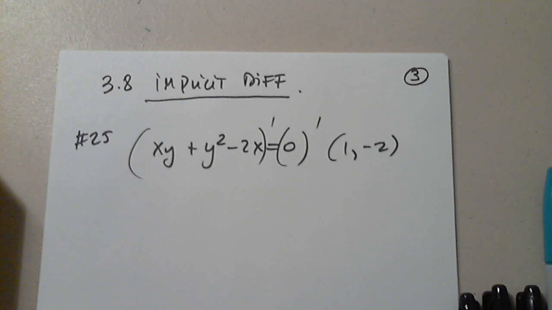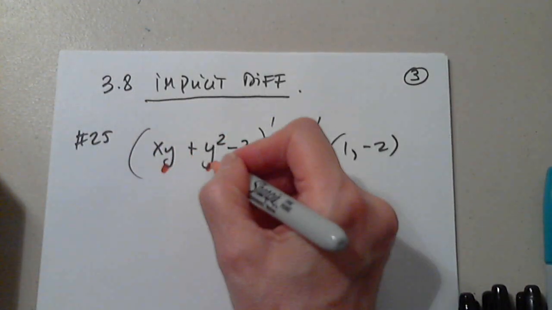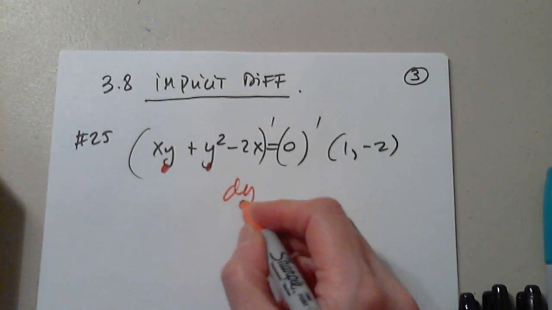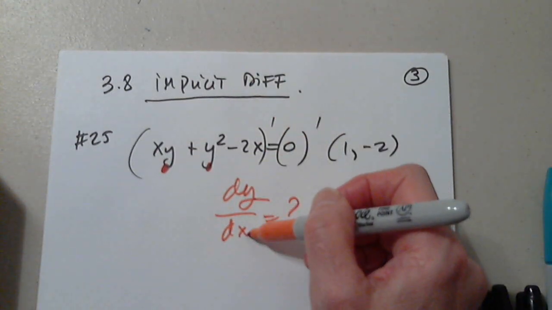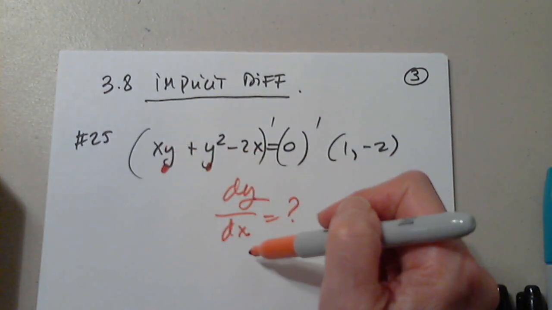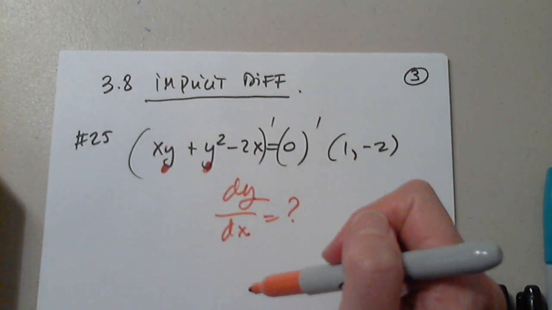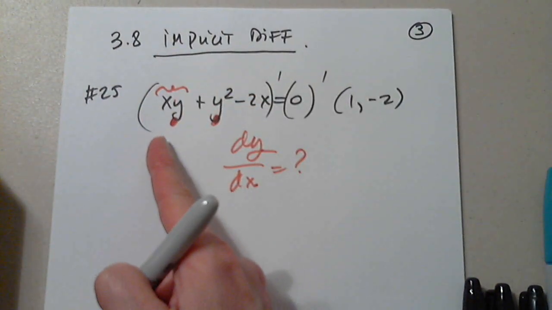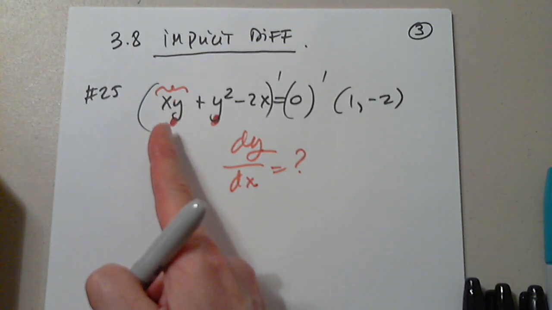I will put some landmarks in there, reminding us, since we are asked to find dy over dx, it tells us that y is a function of x. So this has to be treated not as a variable, but as a function of x. This has to be treated as a function of x. So then the first step is I have to apply which rule for this? Which rule is applicable here?